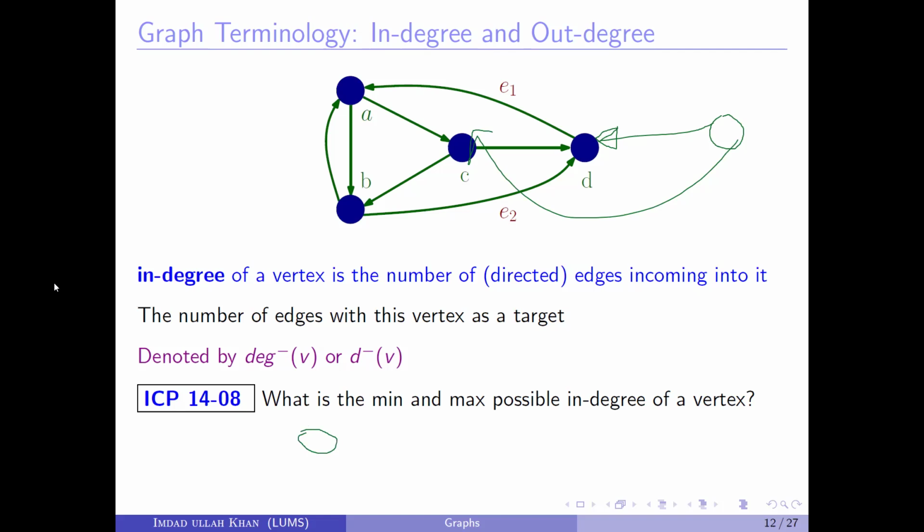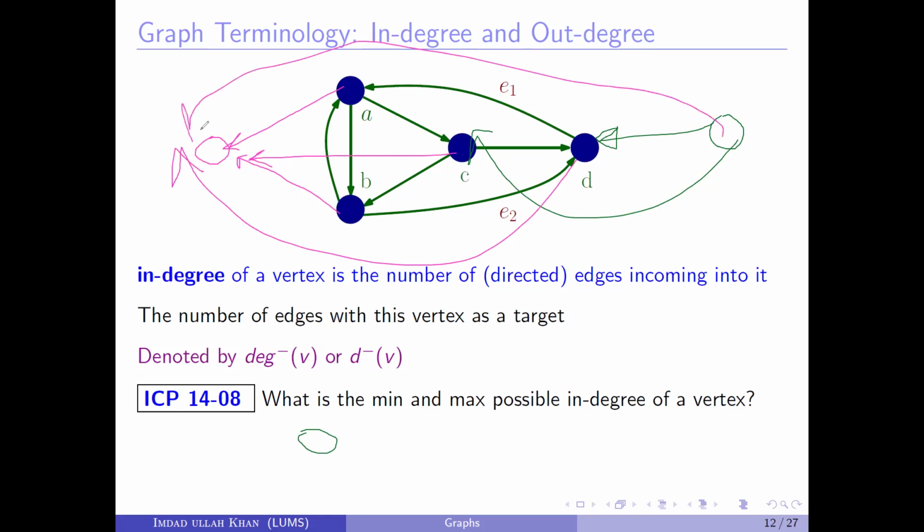And the maximum in degree is when some edge comes from one vertex, another edge comes from another vertex, and another edge from another. How many edges can come from other vertices to this particular new pink vertex? They can come from everyone else. And everyone else means we are talking about, and sorry for the poor drawing.